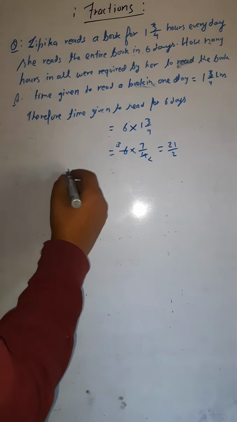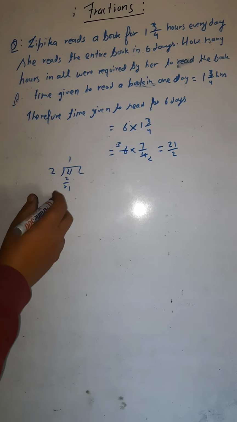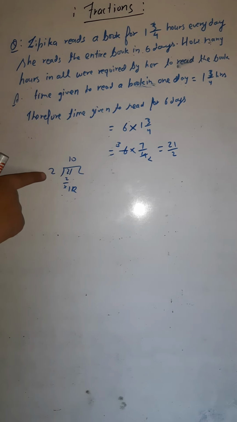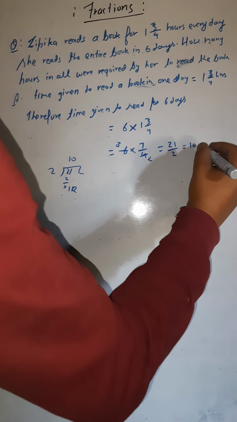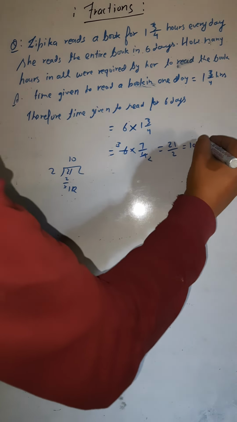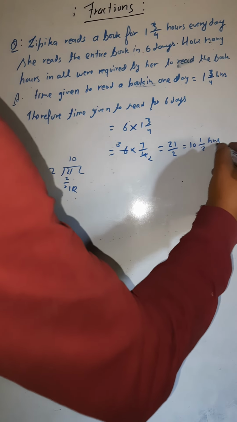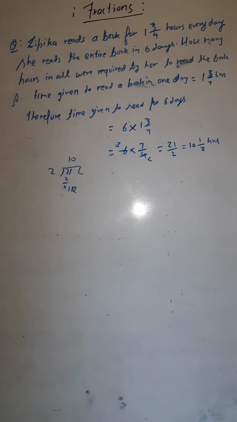If you are dividing this 21/2, 2 into 1, 1 not going. So you write here 0 and this would be the remainder. So answer would be how much? 10 times going, so you would write here 10 whole, remainder is 1 upside, and dividing by 2 here, 10 whole 1/2 hours. So this is the time the Lipika is giving in 6 days to finish the book or to read the book completely.